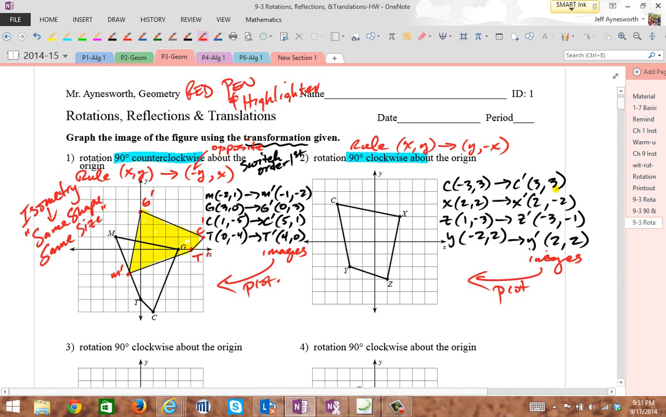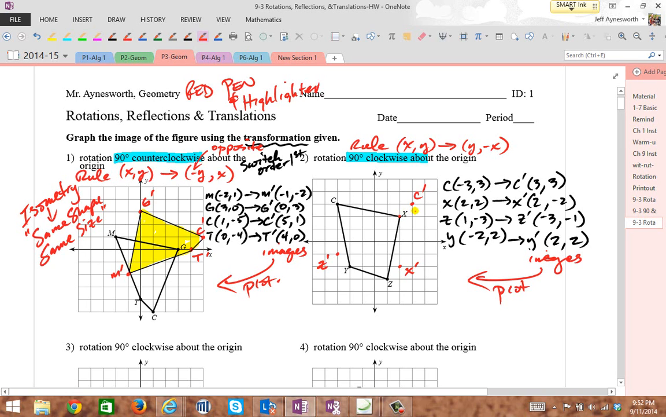Okay, so here we go. Let me plot these correctly here. So 3, 3, right up here, C prime. All right, 2, negative 2 is right down here at X prime. Negative 3, 1, left 3, down 1 at Z prime. And Y prime, 2 comma 2. Y prime, well, that's right here.